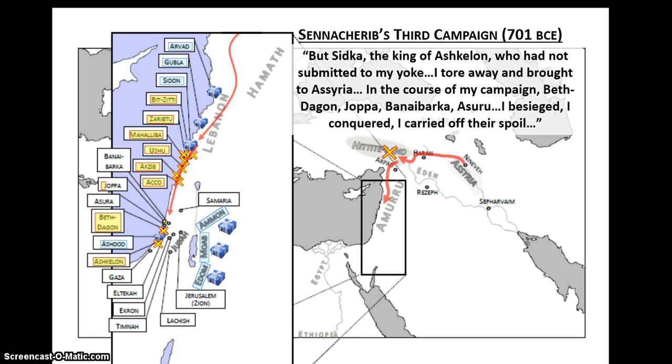But after listing all of those obedient cities, Sidka, the king of Ashkelon, who had not submitted to my yoke, I tore away and brought to Assyria. In the course of my campaign, Beth Dagon, Joppa, Bene Barka, Asuru, I besieged, I conquered, I carried off their spoil. So a little bit further to the south, we see a number of cities along the coast that also withheld tribute, that also rebelled against Sennacherib. And he took them.